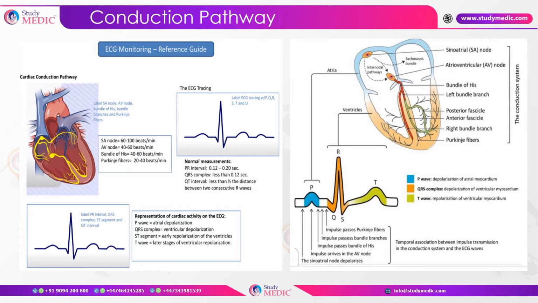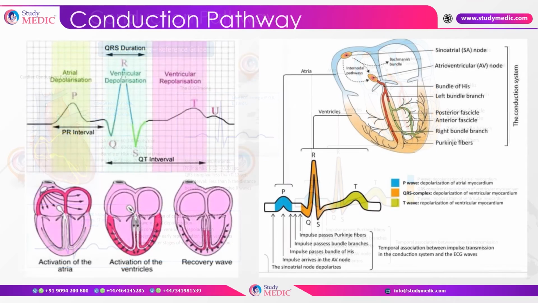Now let us see the individual waves. In our ECG, these are the normal waves that you see. This is the P wave, which represents atrial depolarization. Then you have this QRS complex, which represents activation of the ventricles, or ventricular depolarization, followed by the T wave, which represents ventricular repolarization. So the P wave represents atrial depolarization.